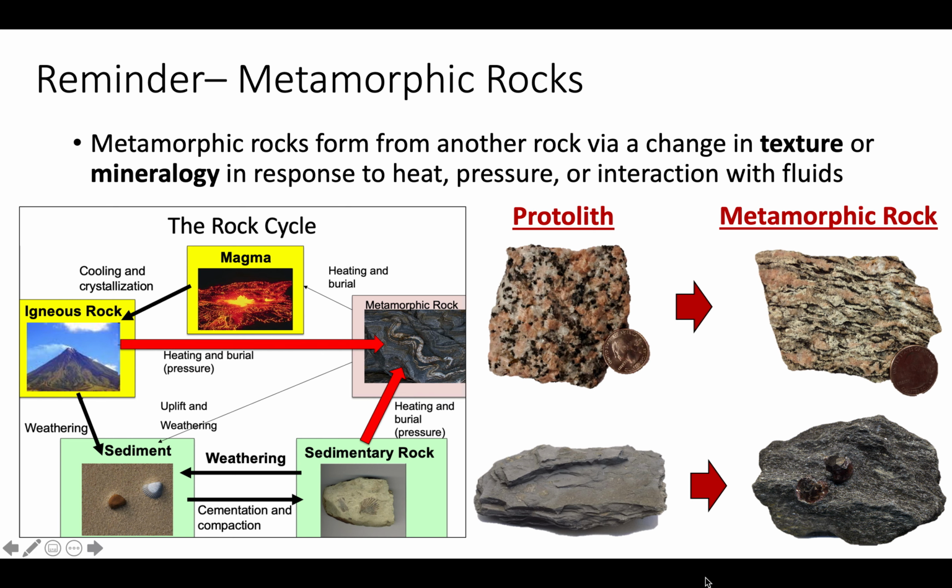Putting this in the context of the rock cycle, in the lower left here we've got our igneous rocks up here. Magma cools and crystallizes to form igneous rock. That igneous rock might undergo weathering to form sediment, which might then cement and compact to form a sedimentary rock. Then an igneous rock, a sedimentary rock, or even another metamorphic rock could undergo some kind of heating or burial process that changes the temperature or pressure, turning any of these pre-existing rocks into a metamorphic rock.